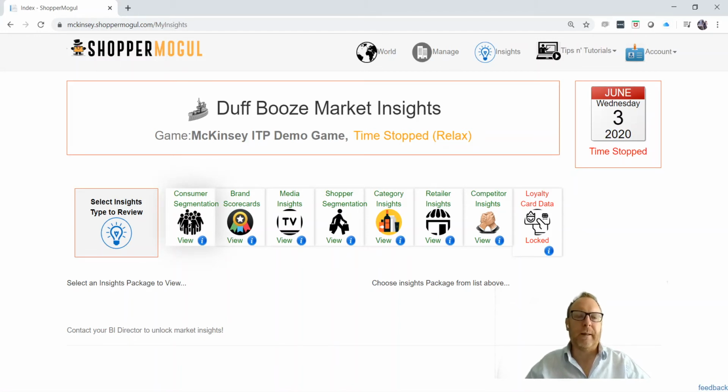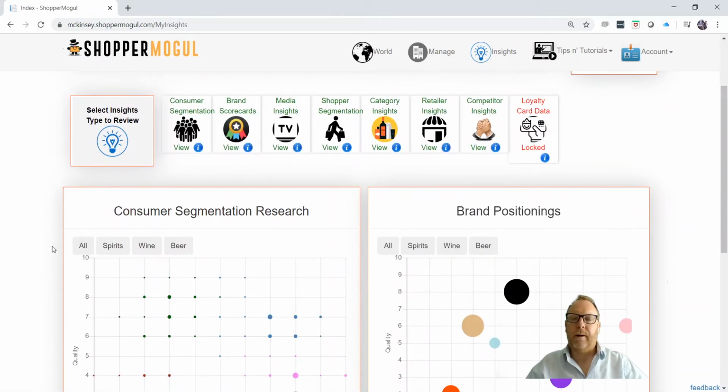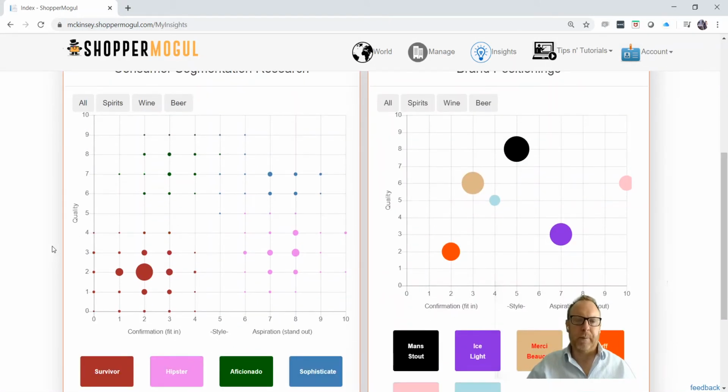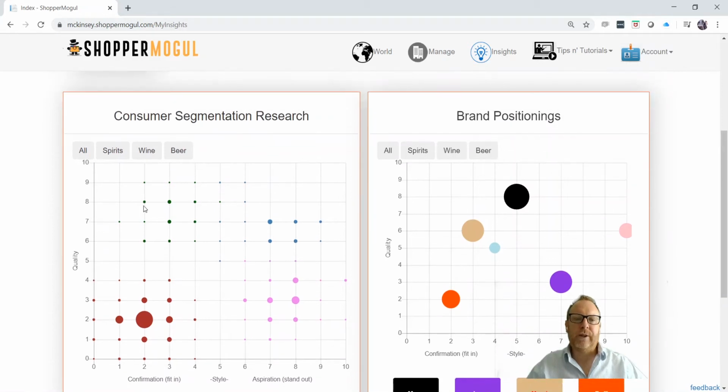First up, let's have a look at the consumer segmentation. Again, every game has a degree of randomness to it, so your starting position won't look exactly like this. In all games, you will see on the left a consumer segmentation study, and on the right, a breakdown of brand positionings.